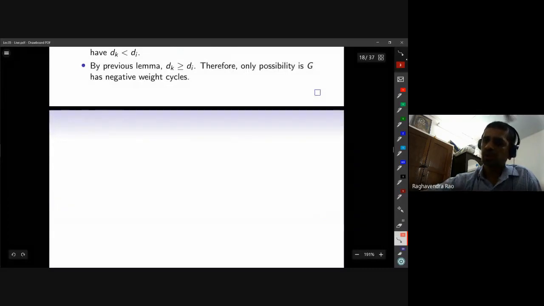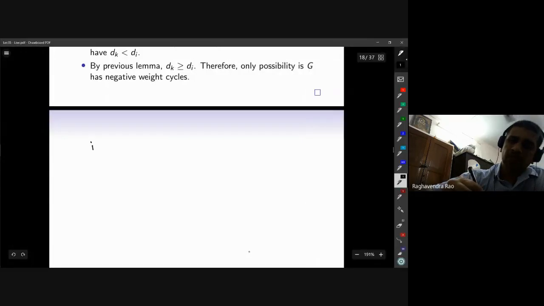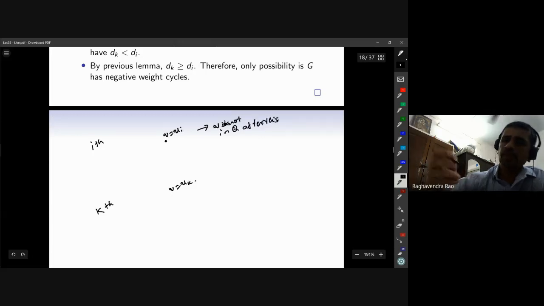Just to make it pictorial, say at the ith iteration, this is v equal to u_i. This was inserted into the queue, now extracted from the queue, and again v equal to u_k was extracted at the kth iteration. But at this point of time, v is not in the queue. After this, somewhere at the jth iteration, v is added.